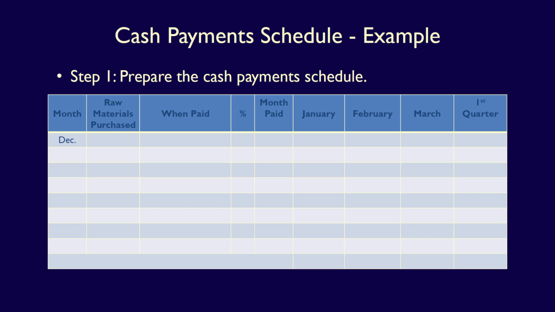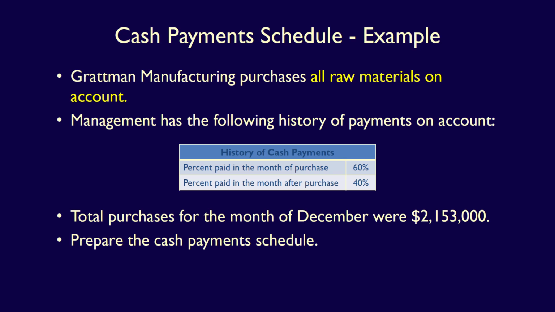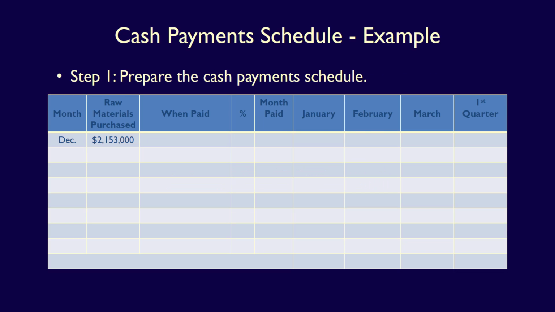We're going to start in the first row, first column, with December. Why? Because the question tells us that all raw material purchases are on account, and that means that December purchases of $2,153,000 are all on account. The history of payments tells us that December purchases are paid 60% in the month of purchase, which is December, but 40% in the month after purchase, which is January. And as we are budgeting for January through to March, we need to start with December raw material purchases of $2,153,000. When will we pay for these purchases?